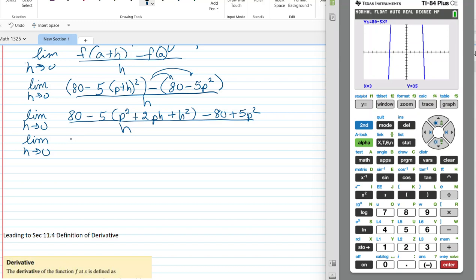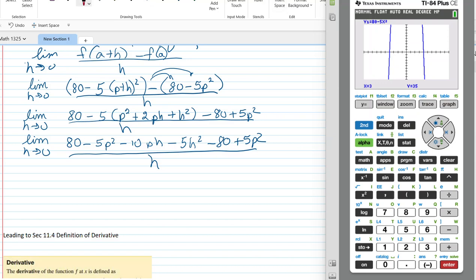So this will give me 80 minus 5p squared minus 10ph, minus 5h, I'm sorry, no, not a p, just h, sorry, h squared minus 80 plus the 5p squared, all divided by h. Now remember, in the next course, the course that we're doing, we're going to eliminate this and do a short form, so you can have something to look forward to. I have additive inverses that zero out.